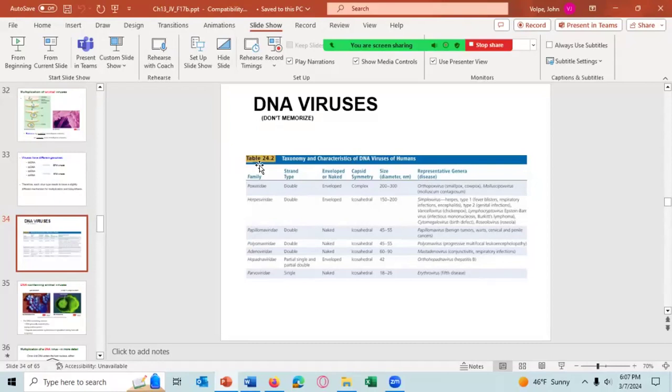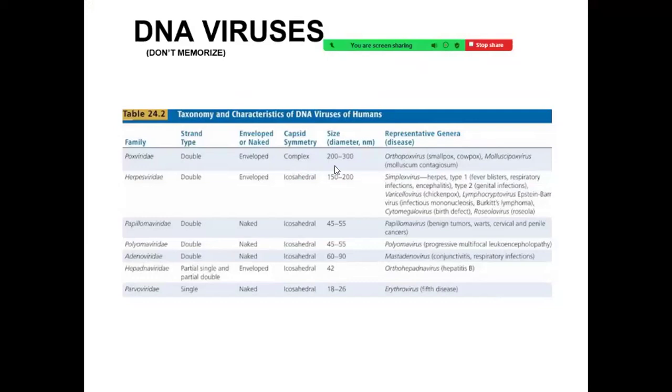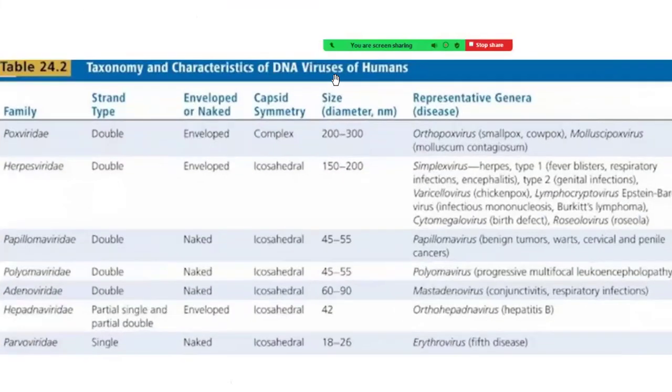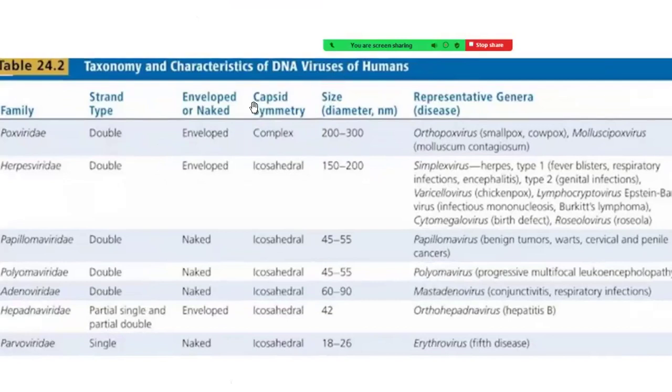There are 7 families of DNA viruses that cause disease in humans. This table, let me see if I can blow this up, is showing you the 7 families. You don't really need to know the table. We will talk just a little bit about the Poxviridae. Herpesviridae I've already talked about a little bit. We won't talk about this one, that one.